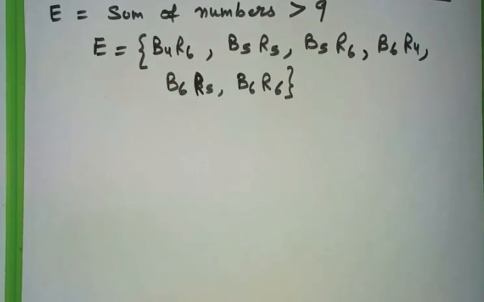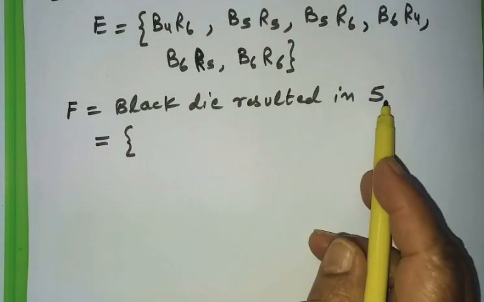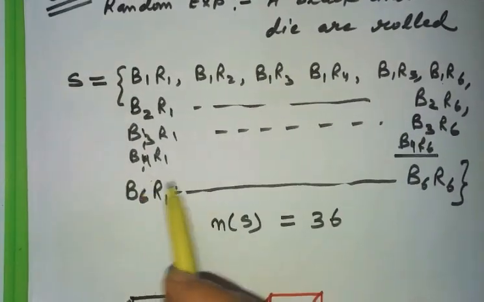Now let us write F. F says the black die resulted in 5. So let us again check which cases of the sample space should come.